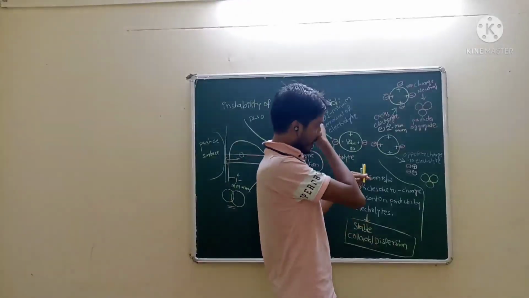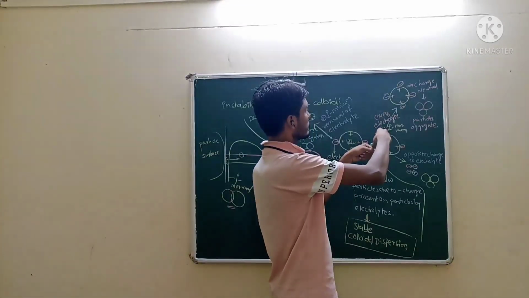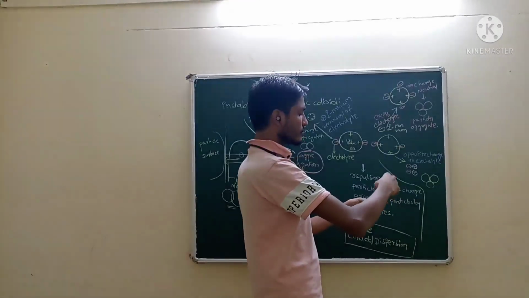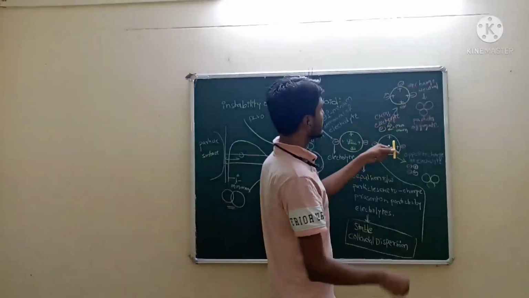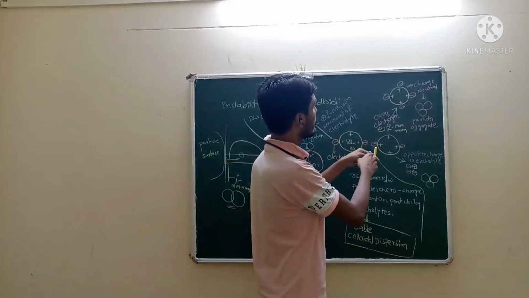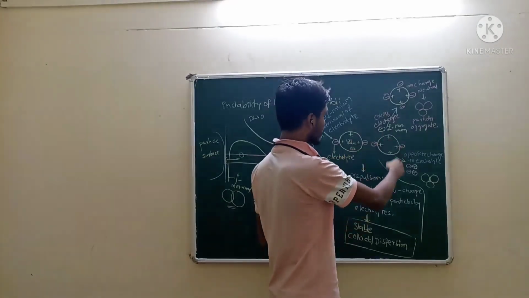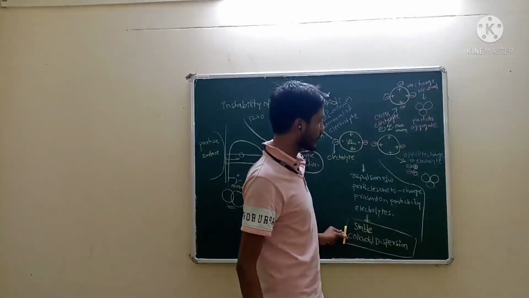Here, this is the initial stable system, stable due to the presence of this electrolyte. It produces negative charge on both these particles. Due to that negative charge, repulsion is there, the entire system gets stabilized, and it leads to the formation of a stable colloidal dispersion.